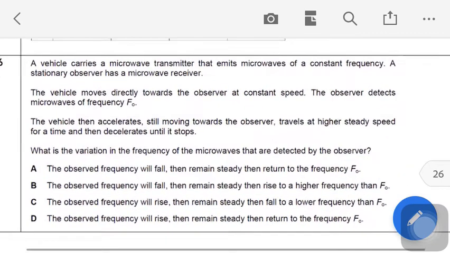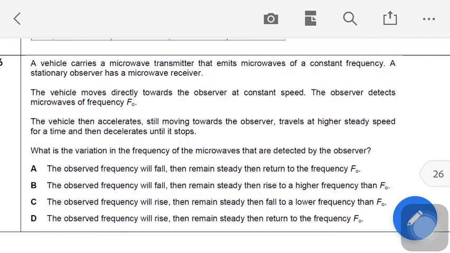So this is similar to that question. The vehicle carries a microwave transmitter. Please read the question. If you haven't read it, pause the video and read it. Now this is a normal Doppler effect question, but with a certain difference: it is not just that the object is moving, but it is moving with an acceleration.